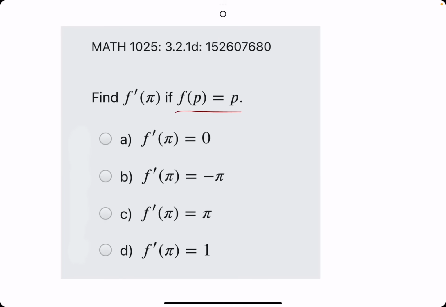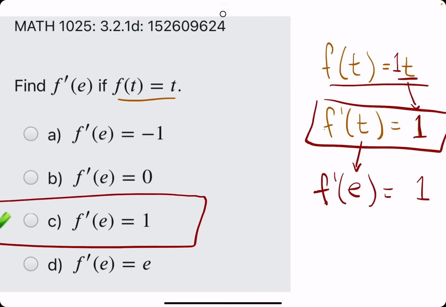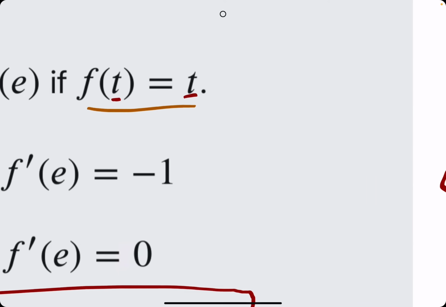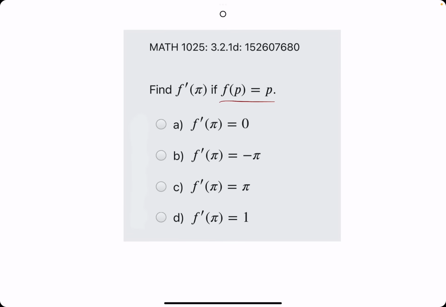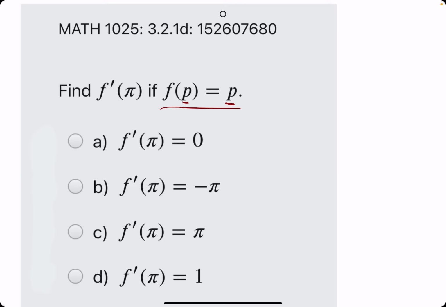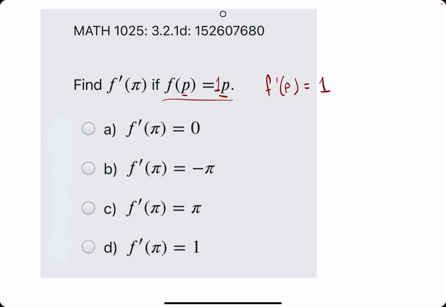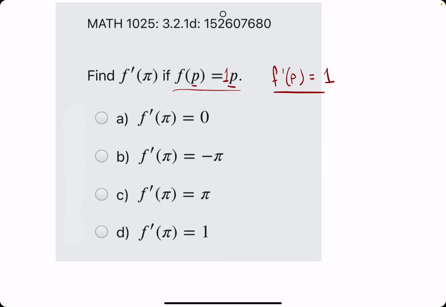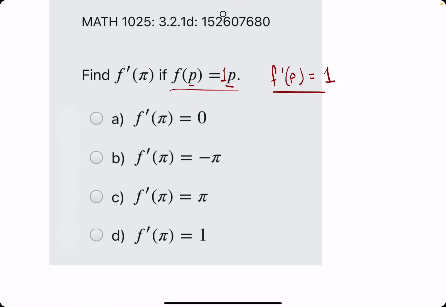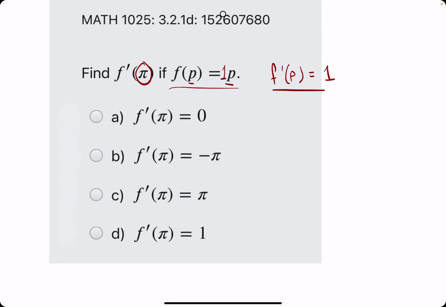In this case, they say find f prime of pi if f of p is equal to p. So again, as long as the input variable is t and we have t as our function, or as long as the input variable is p and we have p as our function, in other words, 1p, the derivative f prime of p is still just 1. It's always just the coefficient when we have a function that is a constant times the variable. So the derivative is just that constant at any p value. So again, no matter what we're plugging in for p, in this case pi, f prime of pi should equal 1.